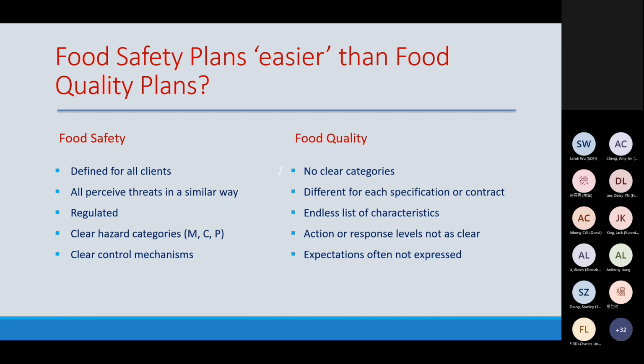Whereas with food quality plans, the categories are not as straightforward, and very much they are defined by the product categories and by the sites themselves. So they're different for each specification or contract. There can be a whole list of different characteristics. The action or response level is not as clear, and the expectations are often not as expressed. So let's just take a look at the Codex methodology as it applies to food quality plans rather than food safety plans.